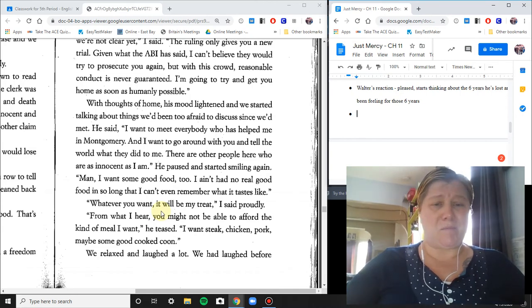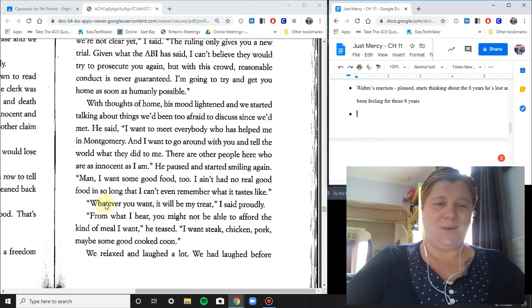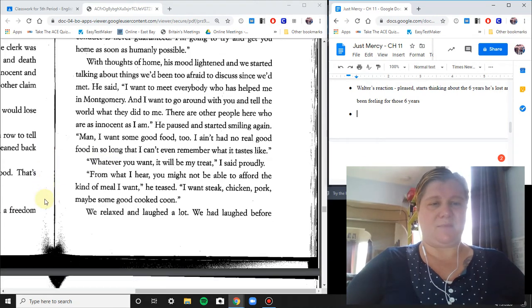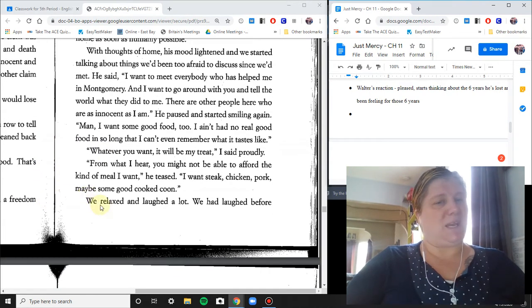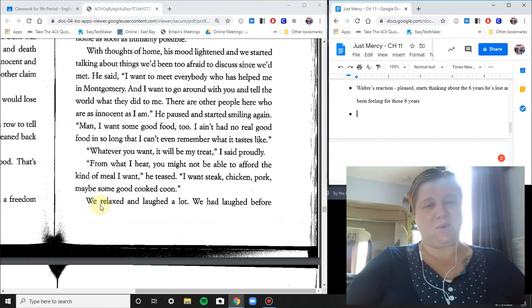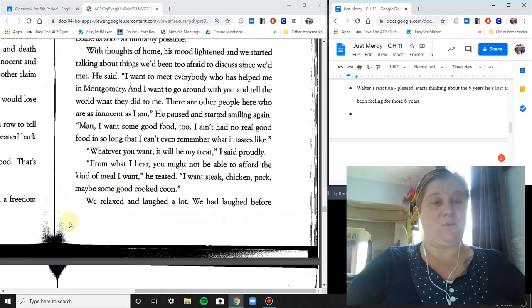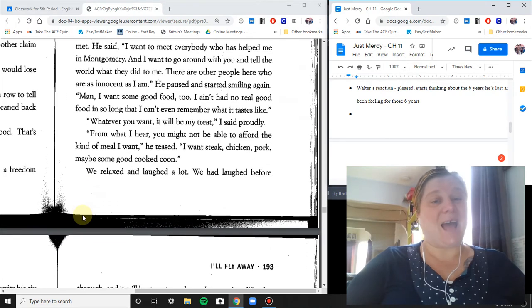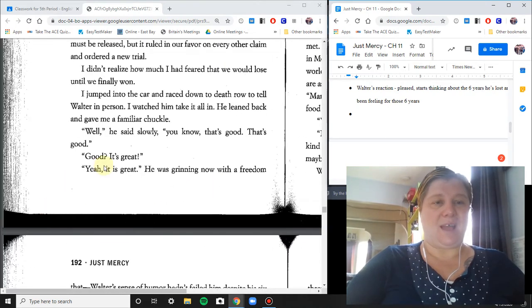Man, I want some good food, too. I ain't had no real good food in so long I can't even remember what it tastes like. Whatever you want, it'll be my treat, I said proudly. From what I hear, you might not be able to afford the kind of meal I want, he teased. I want steak, chicken, pork, maybe some good cooked coon. That's raccoon. We relaxed and laughed a lot.